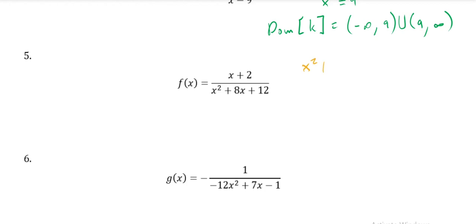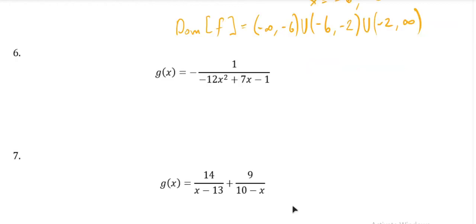Where is x squared plus 8x plus 12 equal to 0? We have a variety of methods for figuring out where that is, but let's use factoring here since it factors so easily. These are the locations where it is 0, -6 and -2, so we have to leave those out.